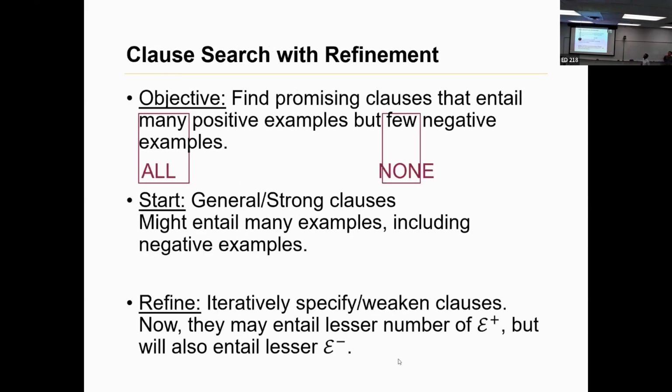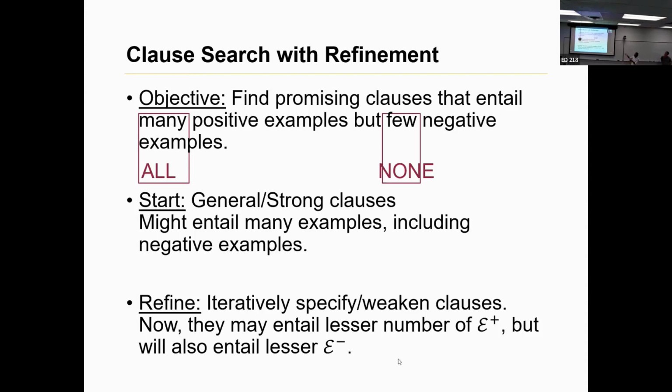First, the clause search. The objective is to find promising clauses that entail many positive examples, but only a few negative examples. Like Jesse said, ideally we should get all the positive ones and none of the negative ones. But in this case, while we are searching for promising clauses, we relax it a bit. We are just focused on getting as many positive examples as possible.